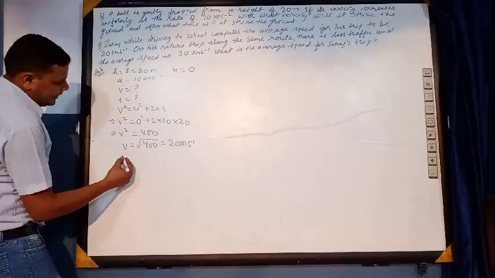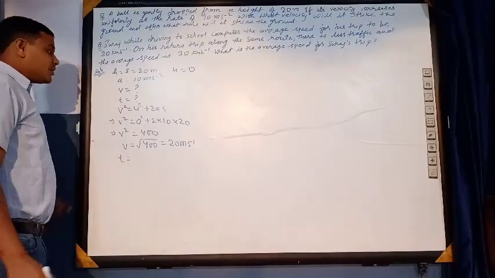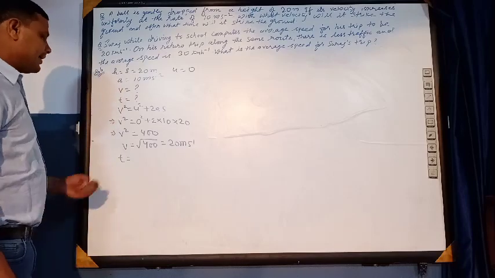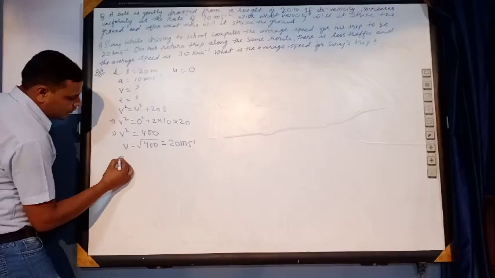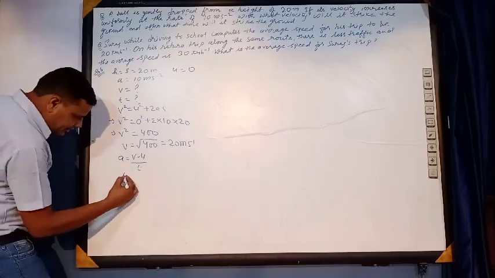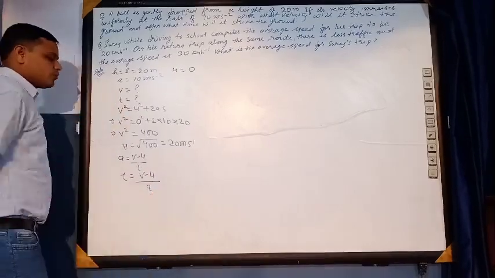Now we have to calculate the time. How much time will it take to hit the ground? So we can take the formula for the time. We have the formula of acceleration, v minus u upon t. So if we solve for t, then it will be v minus u upon a.